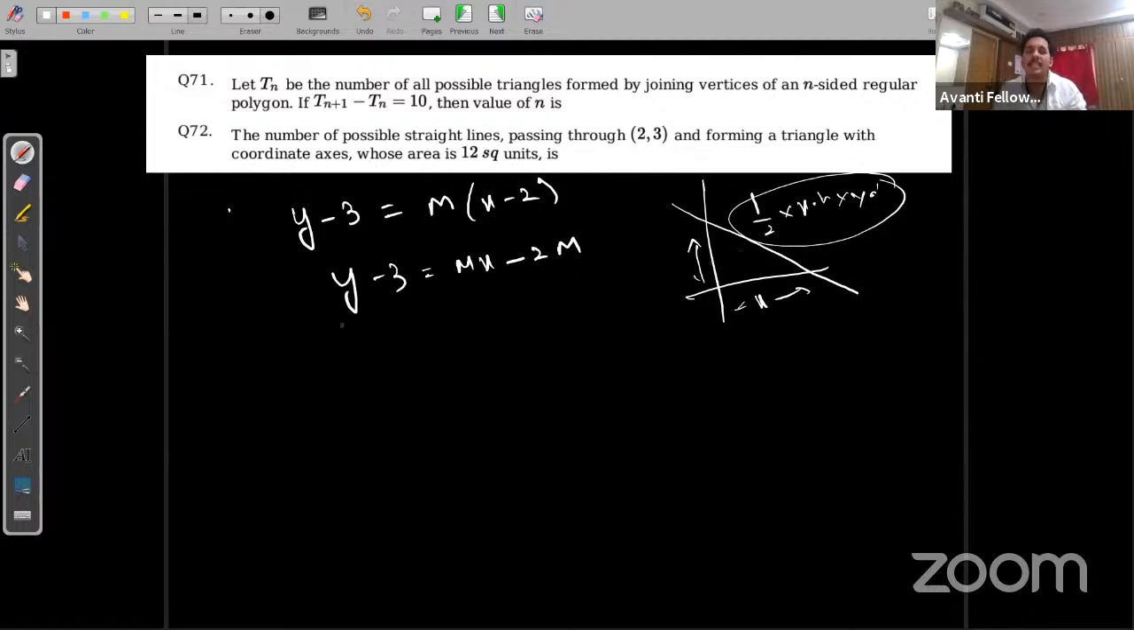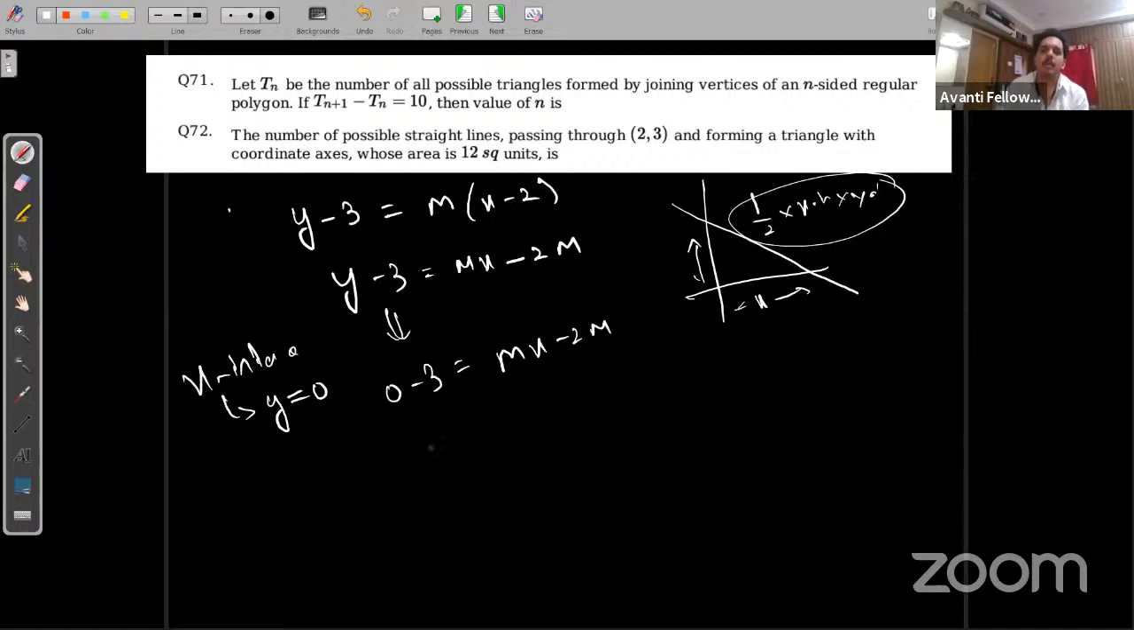So what is the x-intercept here? Guys, for finding the x-intercept, what do I have to do? I have to put y equal to 0. So what is happening if y equals 0? 0 minus 3 is equal to mx minus 2m, right? So what is the value of x you are getting? I think it is (2m minus 3) by m. Yeah, so this is my x-intercept.